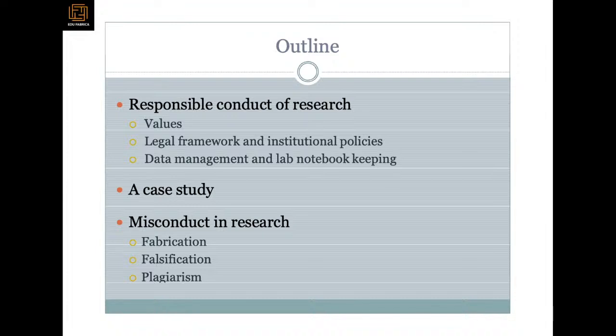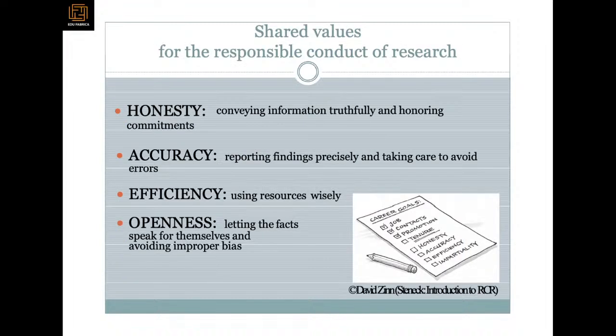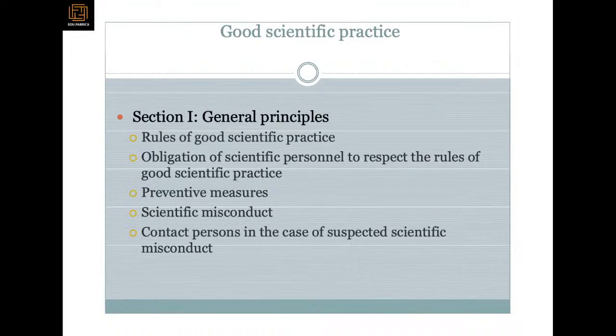So this is how we have maintained responsibly the outline. We will discuss the conduct of research, a case study, and misconduct in research such as fabrication, falsification, and plagiarism. So, shared values for responsible conduct of research: we have to maintain honesty, accuracy, efficiency, and openness. Whatever you are doing has to be done honestly and truthfully, accurately and precisely, efficiently using the resources wisely, and with openness, letting the facts speak for themselves and avoiding improper bias.